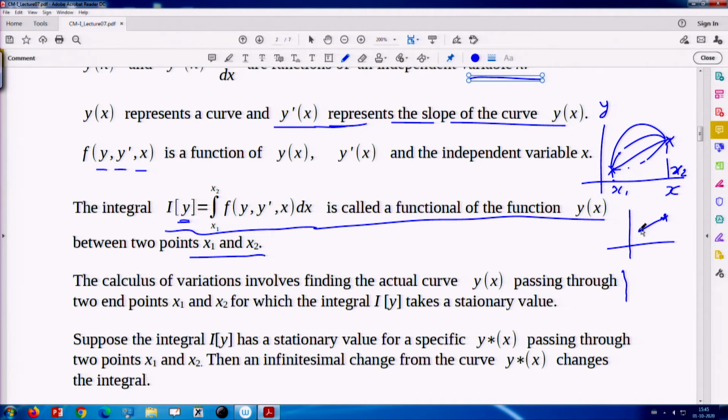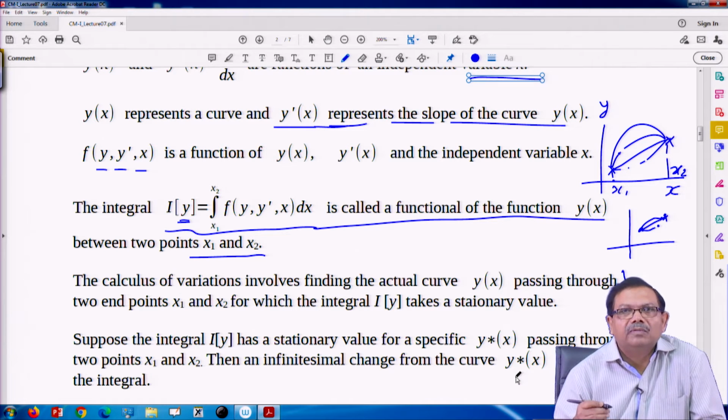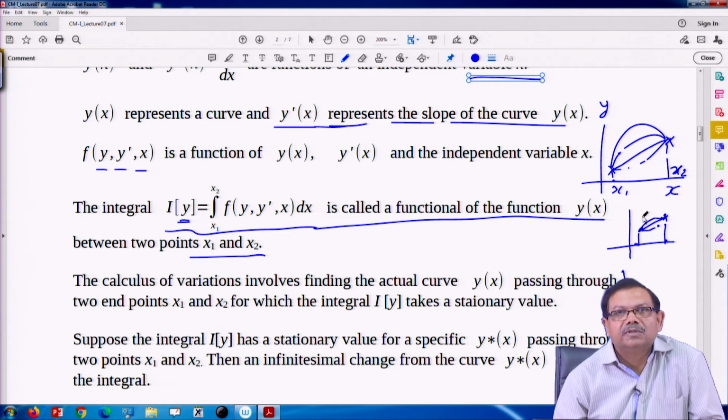Now, suppose I choose another curve which is a little variation of this, then the integral will change from its stationary value. So, the curve is varied a little bit, the whole curve, not a particular value. The curve goes from x 1 to x 2. Between these 2 points there are several curves, and each of them is a function of x.